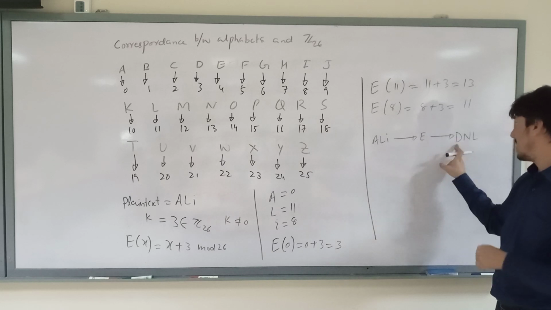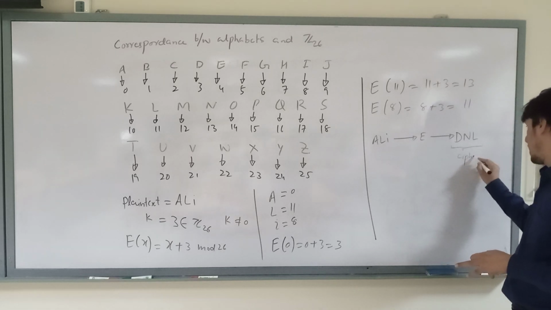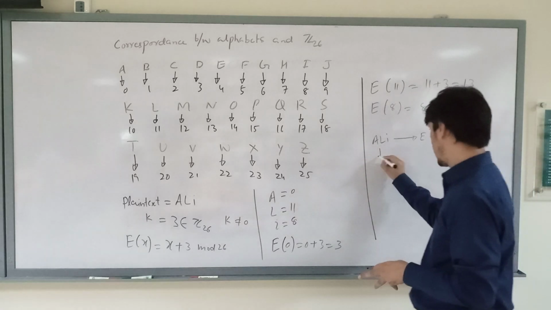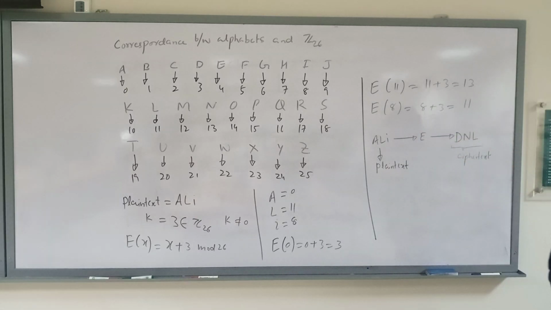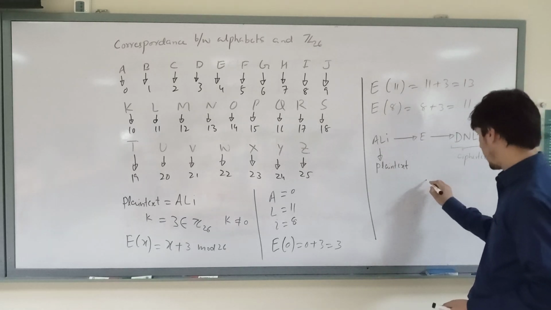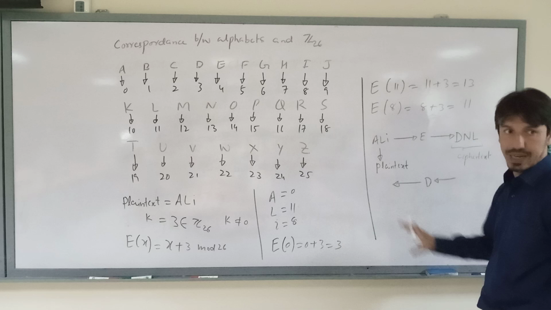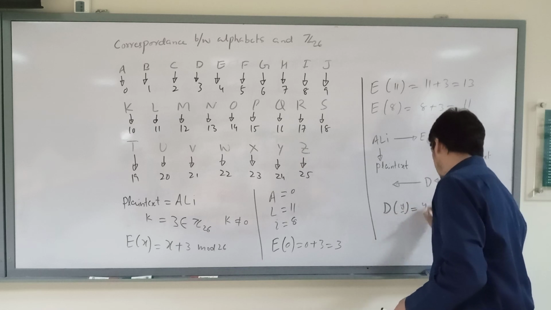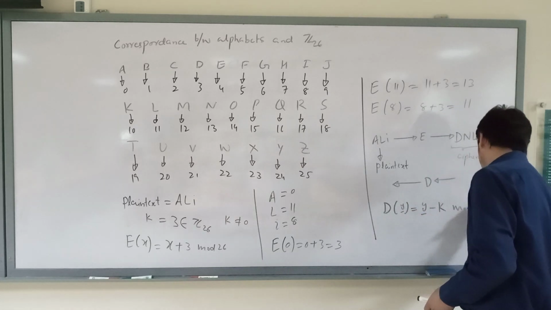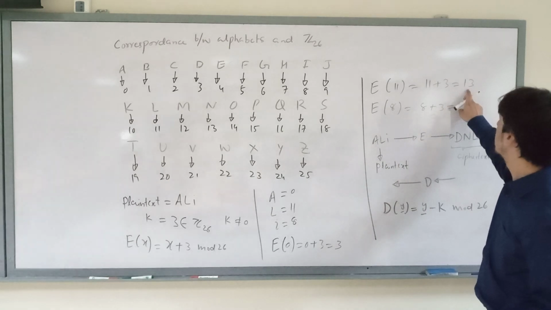I have to get back this D, N and L to Ali. So this is your cipher text, and this is your plain text. So I have to apply the decryption function, and I will get my plain text. The decryption function is usually y minus k mod 26. So y is basically these outputs: 3, 13 and 11.